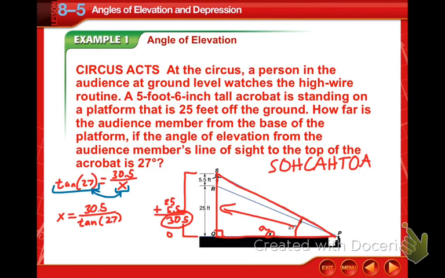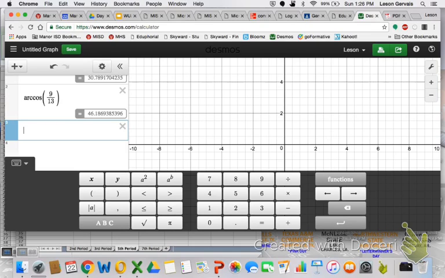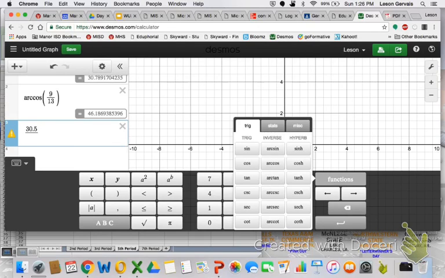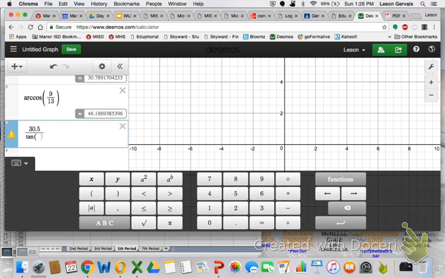Okay. So now again, we're going to plug this into Desmos. So let's go to Desmos. Okay, so here we are on Desmos. What we're going to plug in is exactly what we just had written down: 30.5 divided by our function, which is going to be tangent of our angle of 27. Close the parentheses, and there's our answer, 59.85.